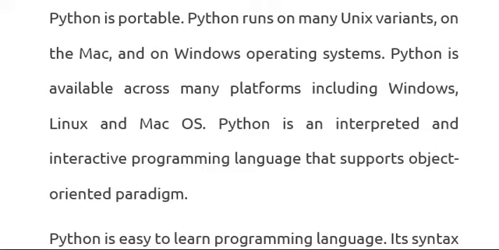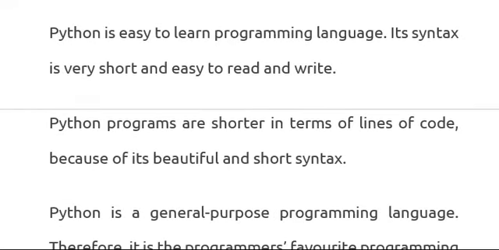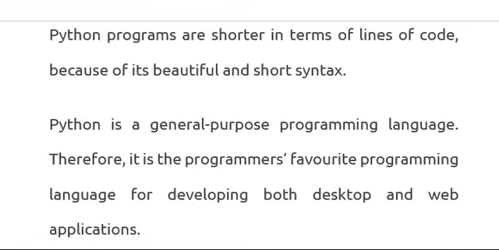Python is an interpreted and interactive programming language that supports the object-oriented paradigm. Python is an easy-to-learn programming language. Its syntax is very short and easy to read and write. Python programs are shorter in terms of lines of code because of its beautiful and short syntax. Python is a general-purpose programming language. Therefore, it is the programmer's favorite programming language for developing both desktop and web applications.